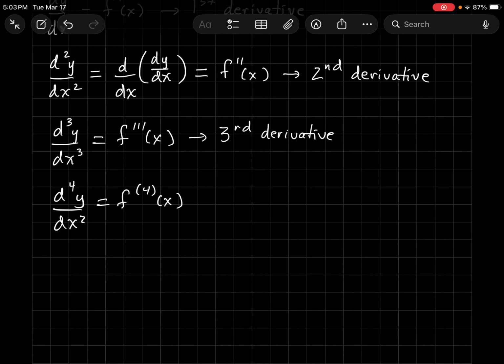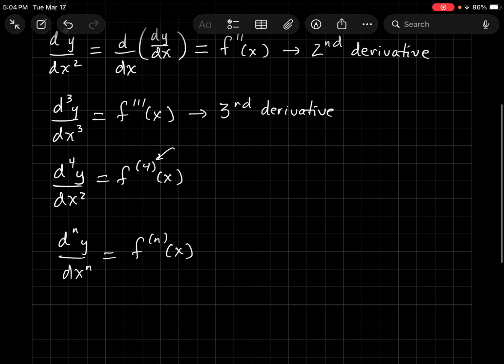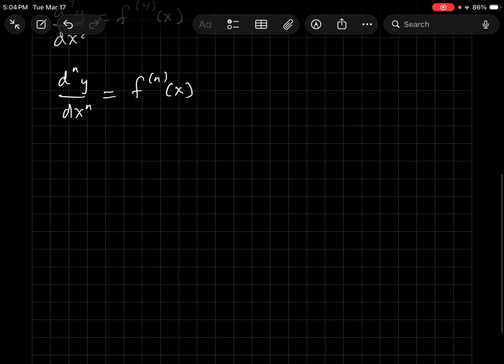So when you see this, the exponent in parentheses, that is the order of the derivative. In this case, the fourth derivative. And in general, you might see it like this. This would be the nth derivative of the function f. Let's do just a couple examples.